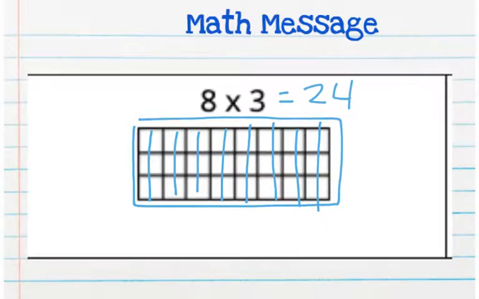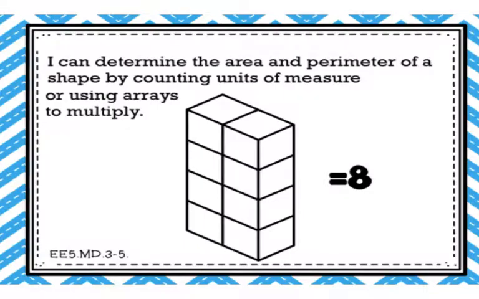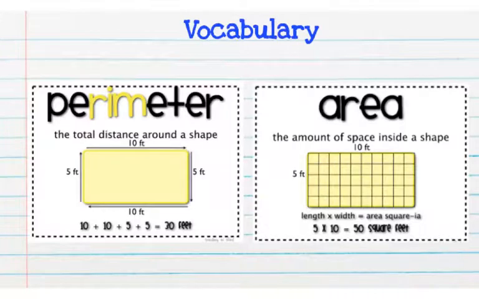Well, today we're going to use that as we try to find the area of a rectangle. And so today we'll be able to say that I can determine the area and perimeter of a shape by counting units of measure or using arrays to multiply. We're really going to focus on that idea of how do I find the area of the shape. Let's get started. Here's some vocabulary.